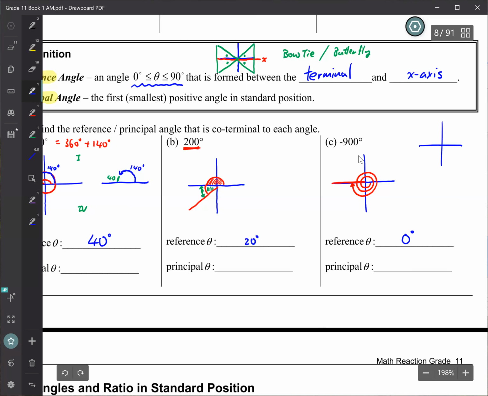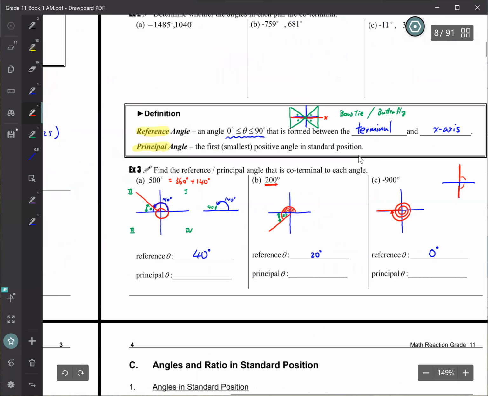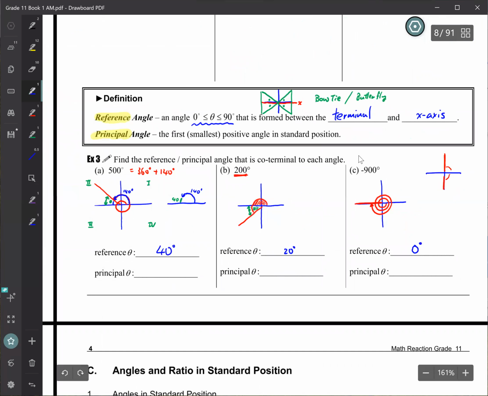If you get something like it stops on the y-axis, then what do you think the reference angle is? 90. Yeah, it will be 90, okay? If it's on the y-axis, it doesn't matter at the top or bottom. If it's at the top, it's 90. If it's at the bottom, it's also 90. Reference angle the same. Okay, last thing is pretty easy. Let's finish that today, okay?